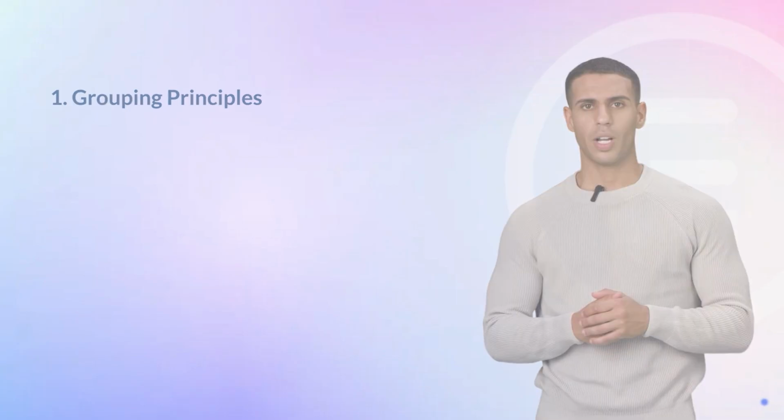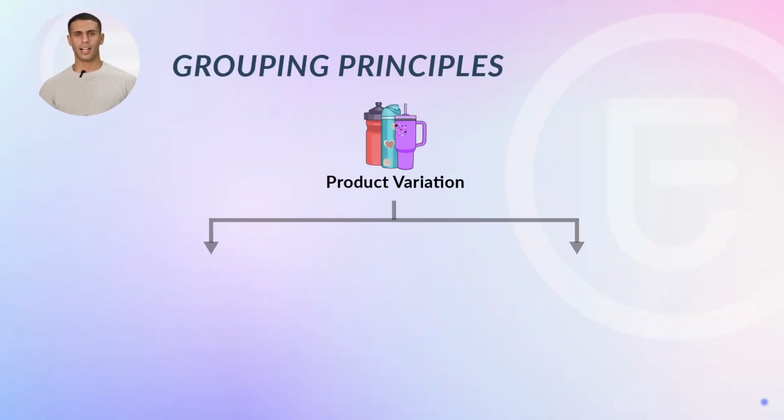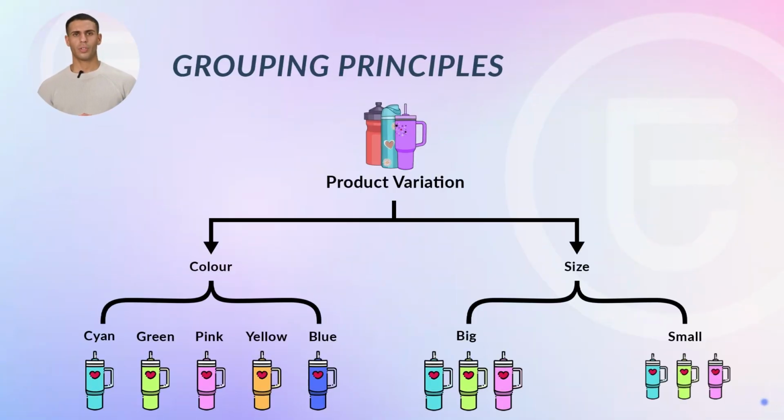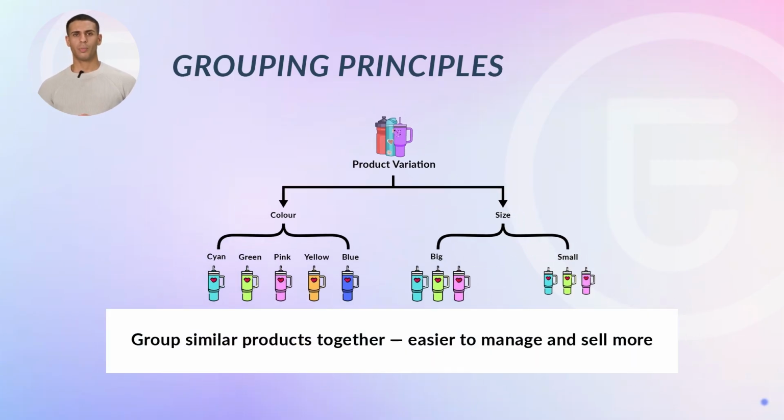Suppose you're selling a product like reusable water bottles, and they come in 5 different colors and 2 sizes. You don't want to create a separate ad group for every single variation. That would be a nightmare to manage. Instead, group similar variations together within one ad group.